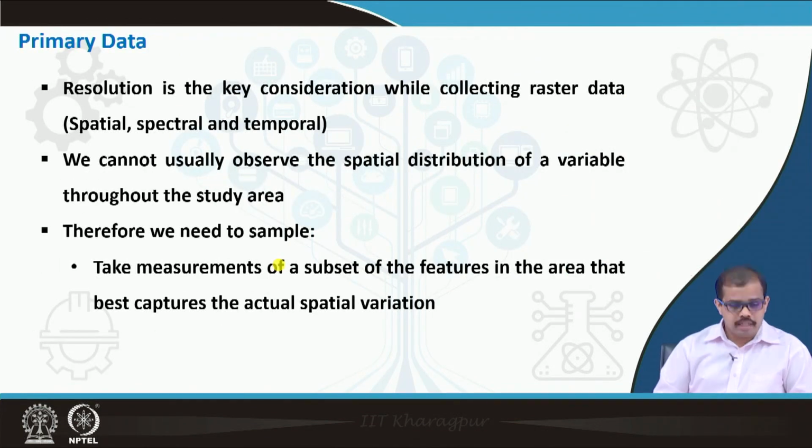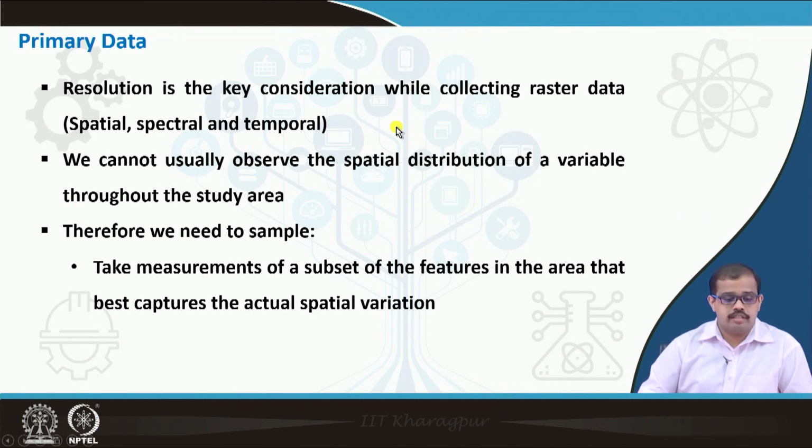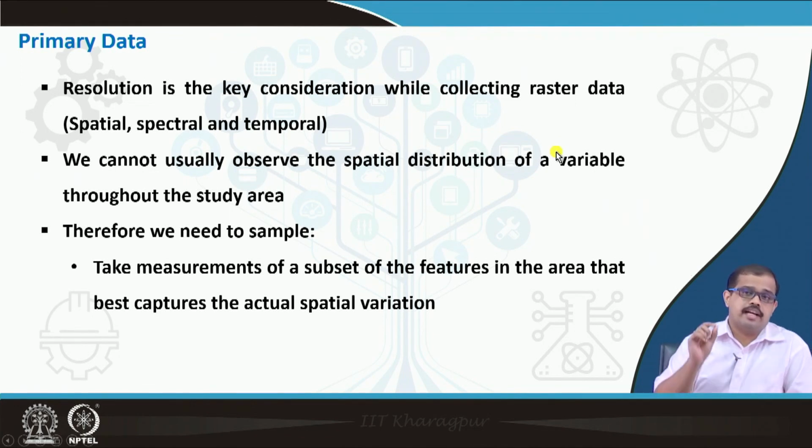But when you look at primary data, as I said in my previous lecture, resolution becomes a key consideration when you are collecting any of the primary data, especially in terms of a raster. If you are looking at a raster, that is a pixel model, then you are looking at the resolution specifically. When I say resolution, when you look at the raster data model, I will speak about what you mean by spatial, spectral and temporal. So, these are very important in collecting primary data.